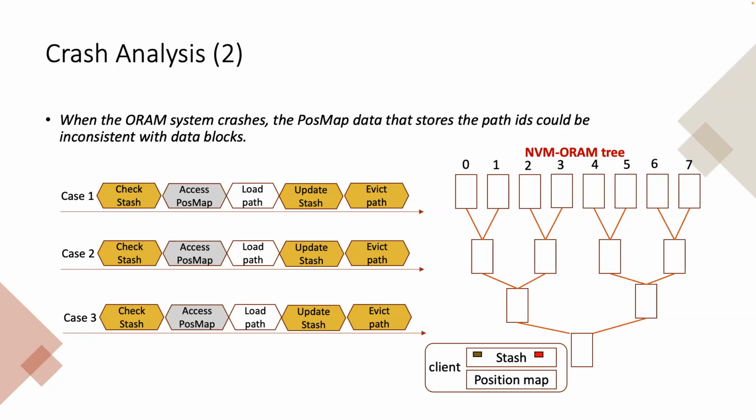However, this information is not persisted together with the target data block. So when a crash happens after step 2 of an ORAM access, to recover the state of the ORAM system, we will not know if we should find the data from the old or the new path ID. So there might be a mismatch between the path ID associated with the data block and the path ID retrieved from the position map.